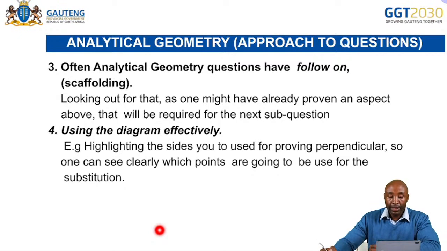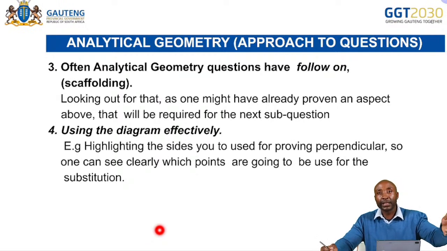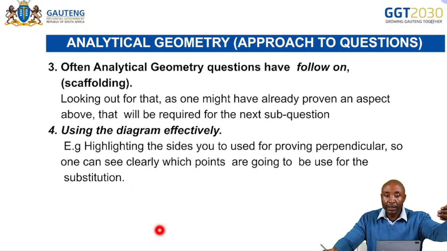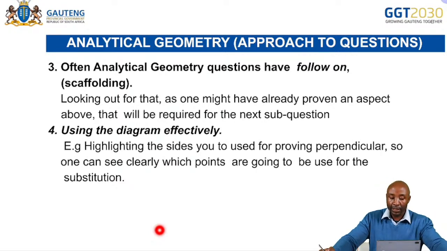Number 3, questions in analytical geometry often scaffold. We know that you may be asked, first of all, the question will ask you find gradient. After gradient, it says find the angle of inclination, something like that. You use what you have found in the previous question to answer the next question.